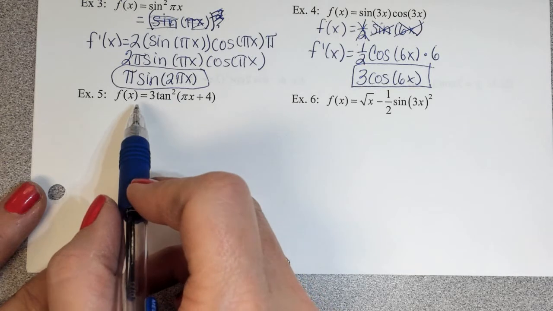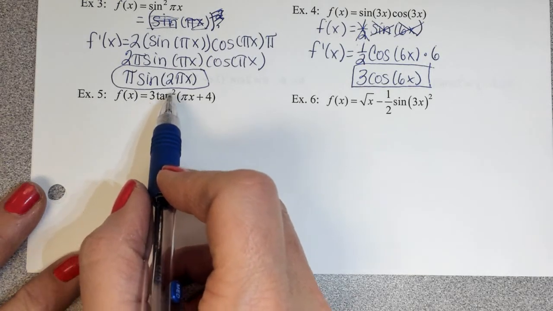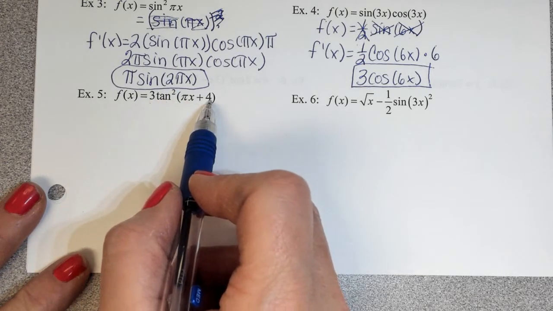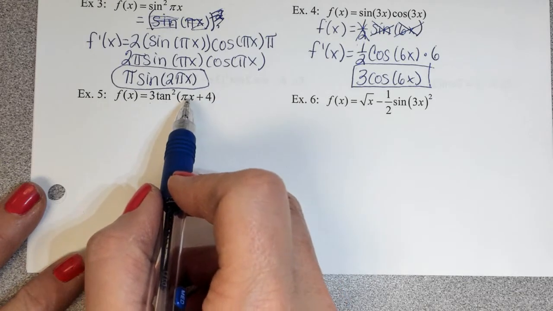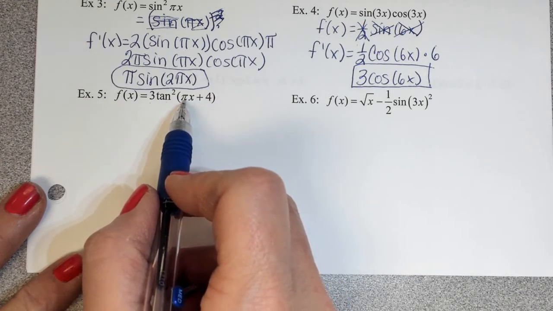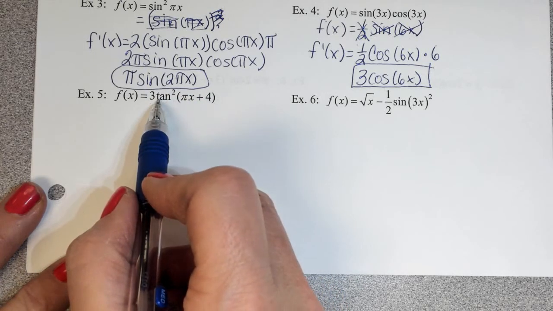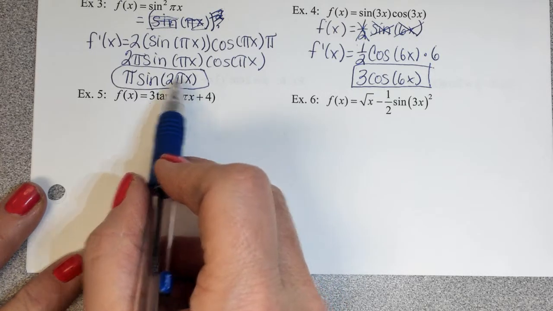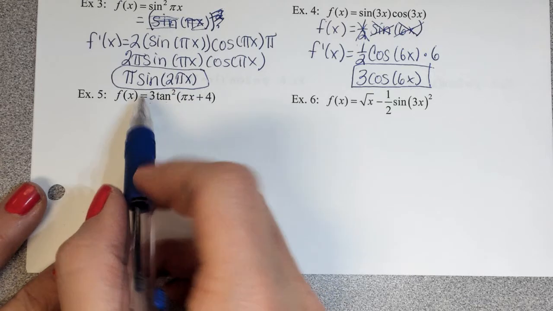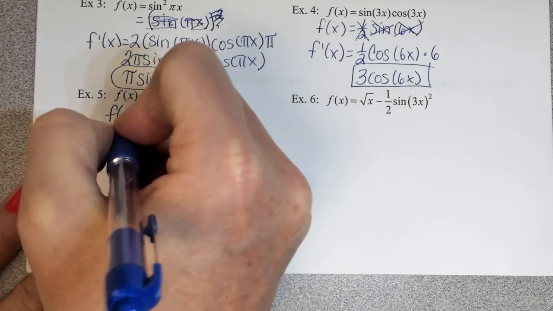Let's look at this one. We have 3 tangent squared of pi x plus 4. I have to think, what would happen if I plugged in an x? Well, I'd have to multiply it by pi, add 4, then take the tangent, then square it, then multiply it by 3. See, I have to rewrite this problem.